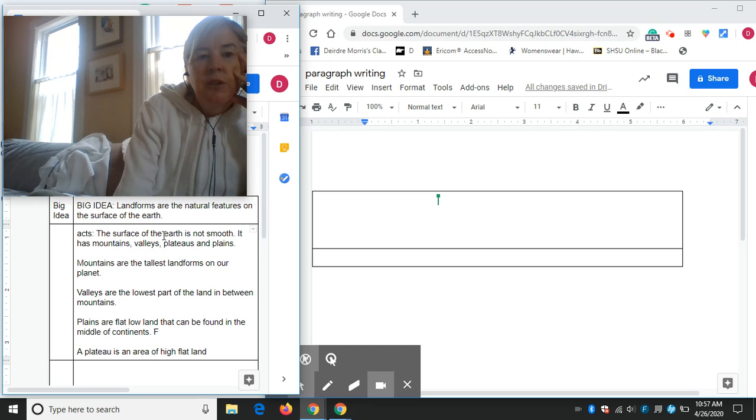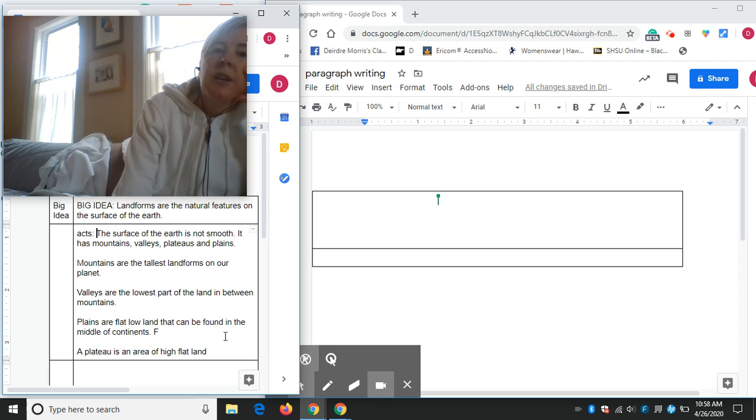The surface of the earth is not smooth. It has mountains, valleys, plateaus, and plains. Mountains are the tallest landforms on our planet. Valleys are the lowest part of land in between mountains. Plains are flat, low land that can be found in the middle of continents. And a plateau is an area of high flat land.